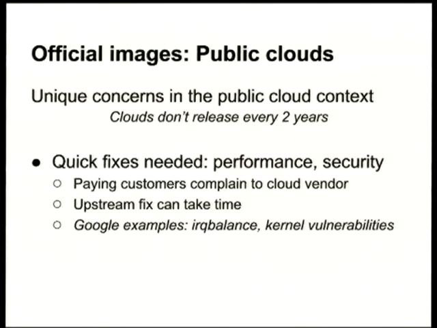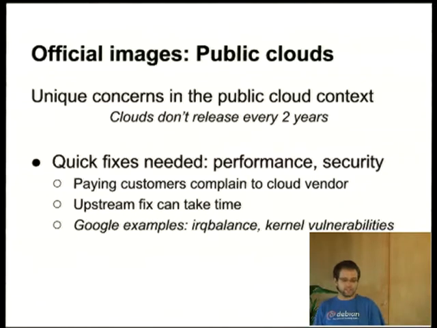So I have some examples here, but the general category is customers, internal or external paying customers, notice a problem and they complain to the vendor, the team, whatever the right category is. And getting an upstream fix is something to work on, and it takes time, but sometimes something needs to be done quickly to satisfy business needs. So some examples that we've experienced at Google.